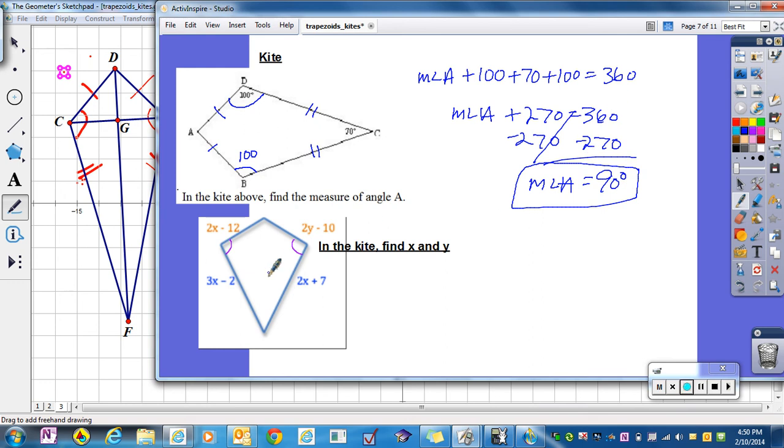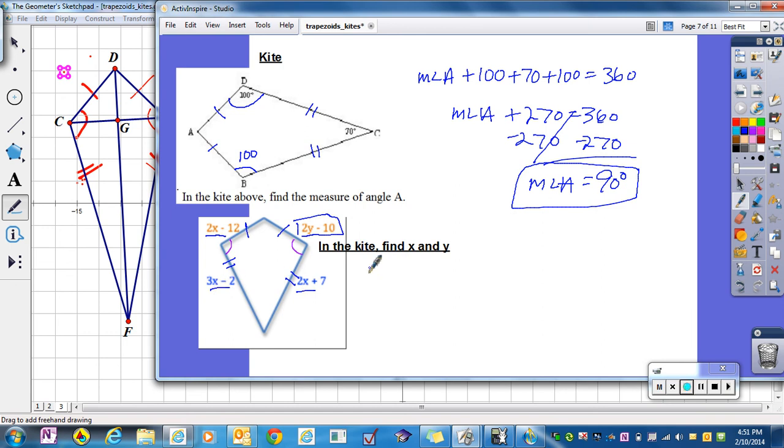Alright, now in this kite down here, I want to find x and y. Well, I have the two angles that are congruent to each other marked, so that meant that this side and this side were not congruent. This side and this side were not congruent. Alright, so I look at where all my x's are, and I have x's in 3 spots. And then I have this y over here. So I'm going to have to find x first.